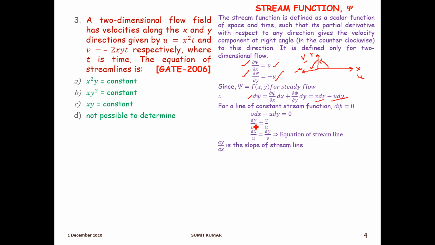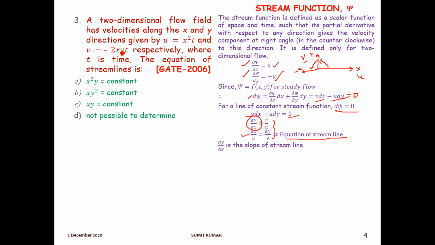Now what is a streamline? A streamline is the line of constant stream function. So for constant stream function we can write dψ equal to 0. It means v dx minus u dy equal to 0, and this becomes dy/dx equal to v/u, or we can write it in this form also. Both these terms give the equation of a streamline, where dy/dx is called the slope of the streamline.